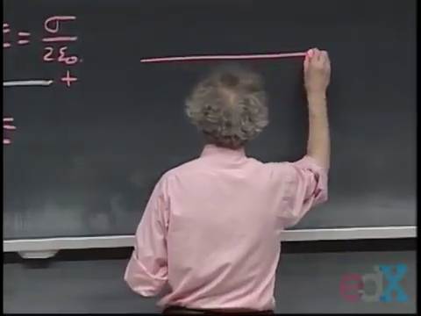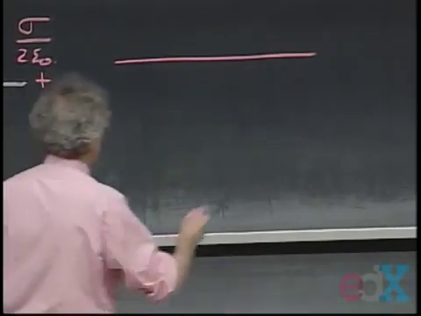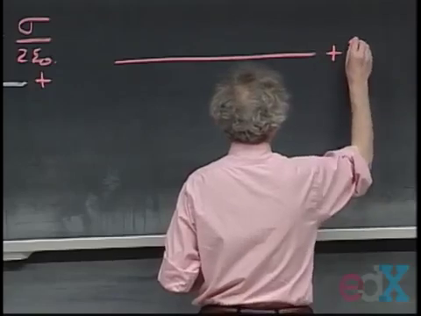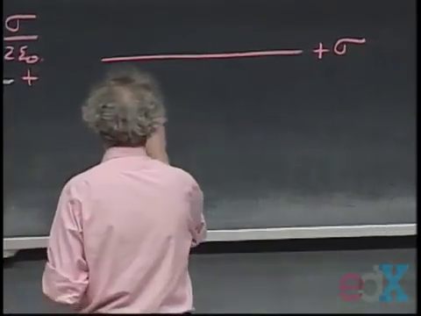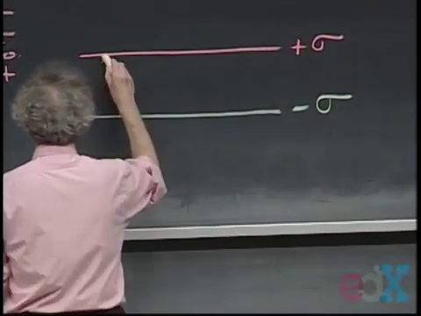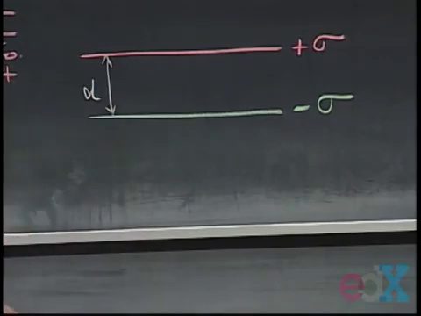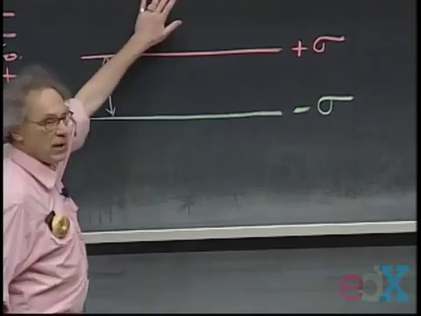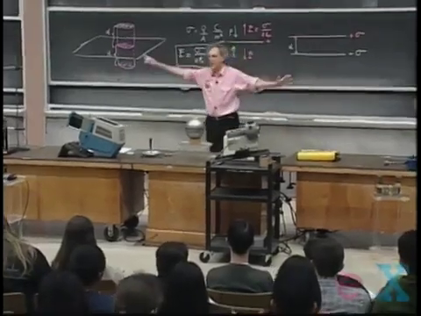plate, very large. Nothing is infinitely large, of course, and it has a surface charge density plus sigma, and I have here a plate which has surface charge density minus sigma, and the separation between these two plates happens to be d. And the question now is, what is the electric field anywhere in space? Here, here, and here. And we'll think of them as being infinitely large, each plate.